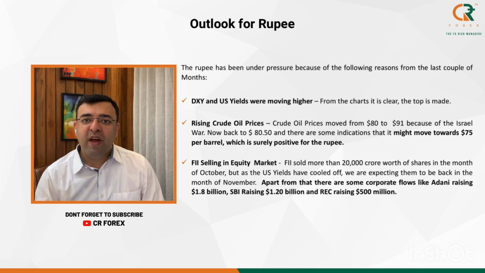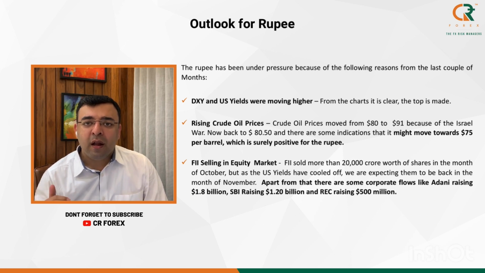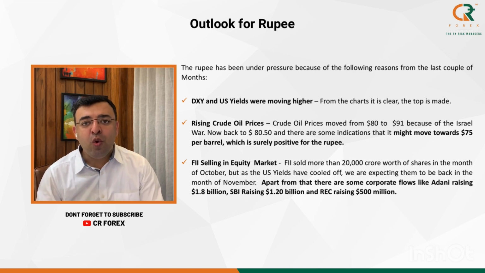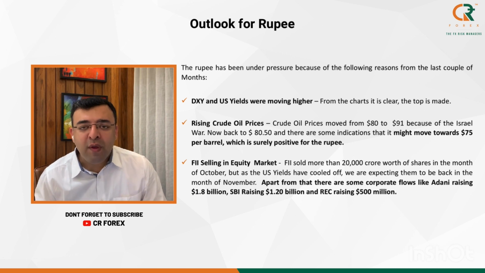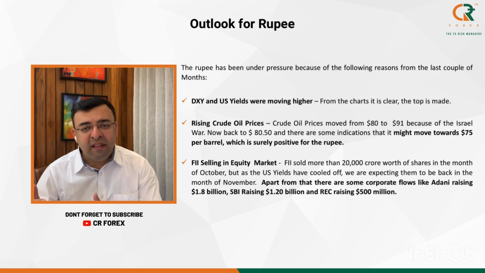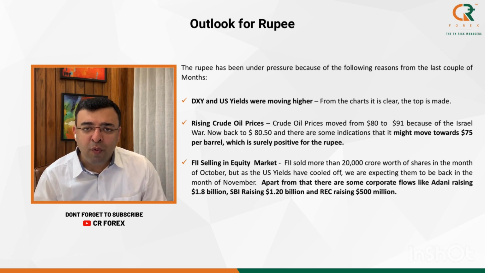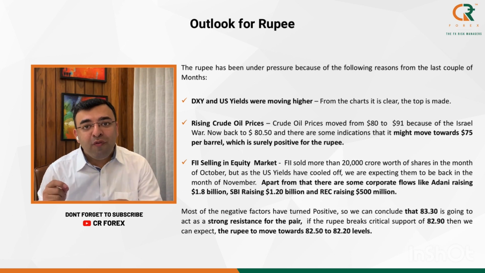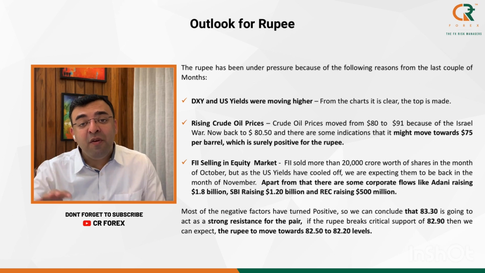Third point was FII selling in the Indian equity market in the month of October. They have sold close to 20,000 crores. But as the 10-year US yield has cooled off, we are expecting that they are going to come back again in the month of November. Apart from that, there are a few inflows like Adani, REC and SBI raising funds, which is also positive for Rupee. So most of the negative factors have turned positive.